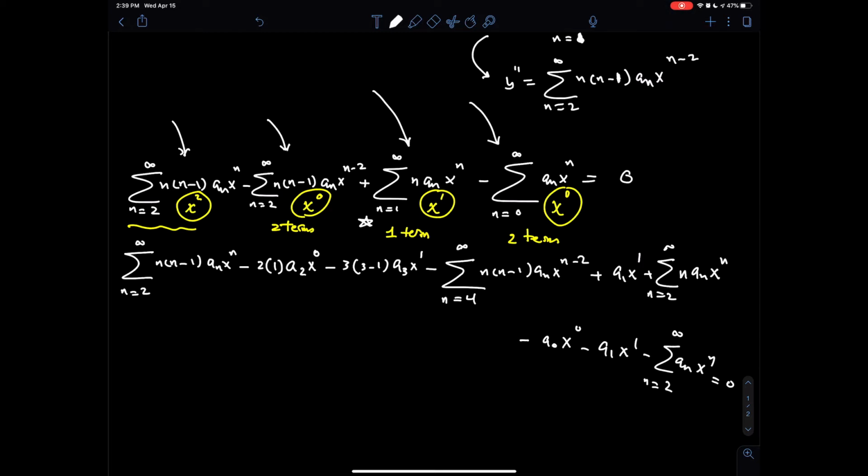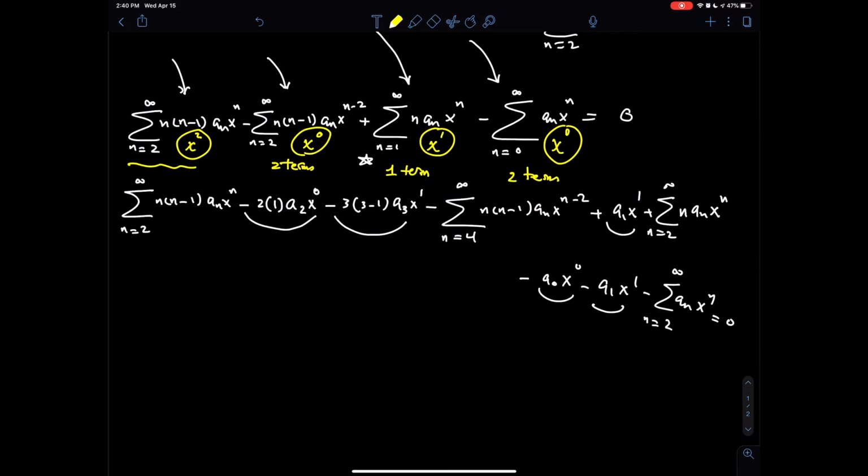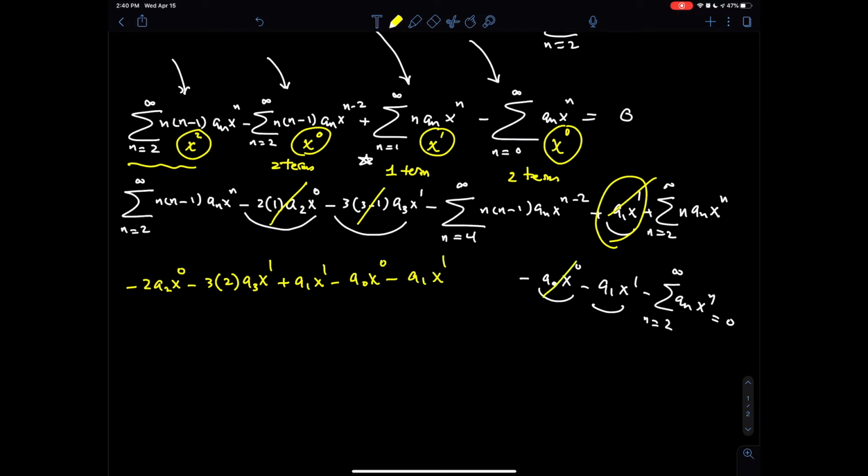So now I need to take all the non-power series terms, so I take that one, that one, that one, that one, and that one. I'm going to write that in yellow. So that'll give me, start with the minus 2a2 x to the 0, minus 3 times 2 a3 x to the 1. So that's gone, then it's that one, so plus a1 x to the 1, that one's gone, minus a naught x to the 0, minus a1 x to the 1. So that's all the non-power series terms.